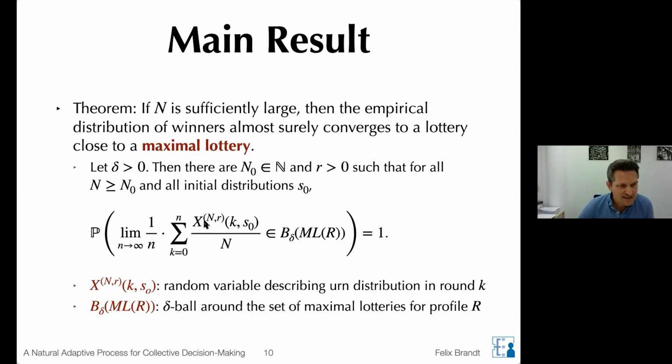And here you first need to know what X is. X^{n,r,k,s0} is a random variable that describes the urn distribution in round k. So it depends on the current round, on the initial distribution, and of course on these two parameters n and r. We divide this distribution in the urn by n to get an actual probability distribution, so numbers should be between 0 and 1. Then we take the time average over this. Small n is the number of rounds. We take the time average and let the number of rounds go to infinity. What this statement says is that the probability that this limit is within a delta neighborhood of a maximal lottery, where B_delta is a delta ball around the set of maximal lotteries, is actually 1. So if we keep on running this forever, this probability will be 1.